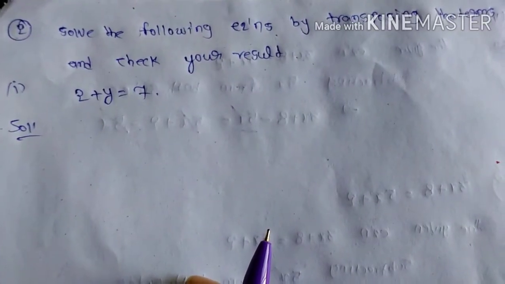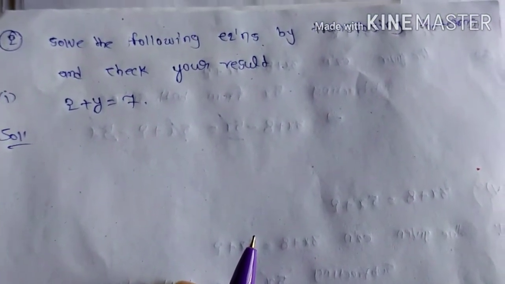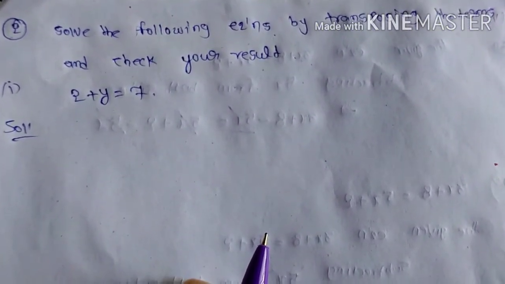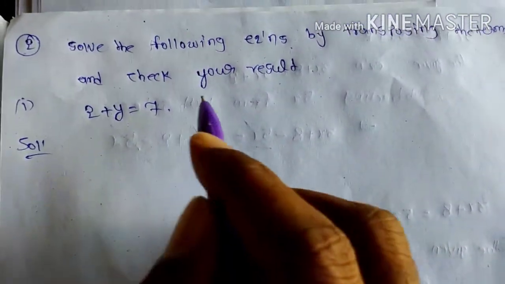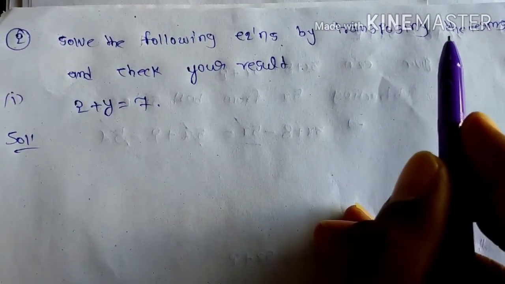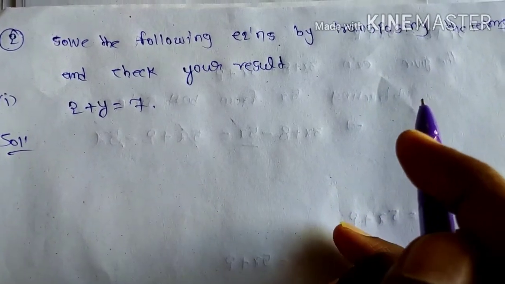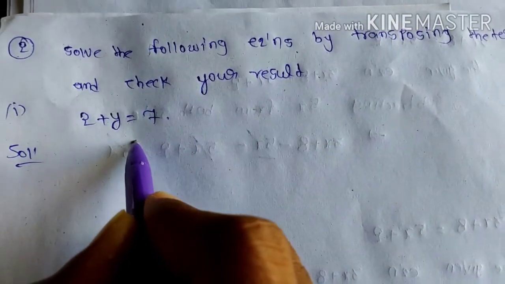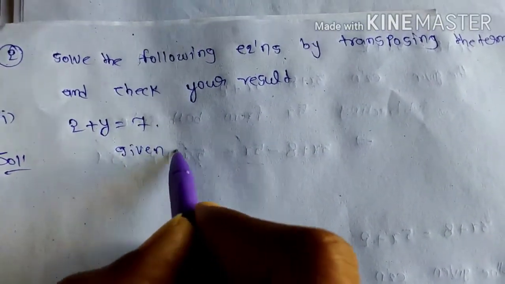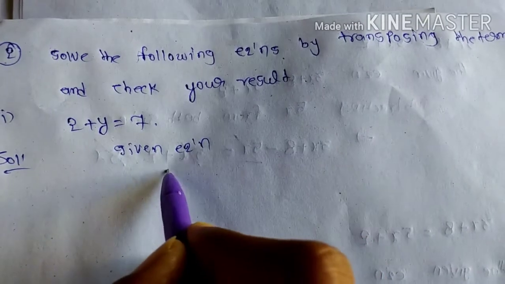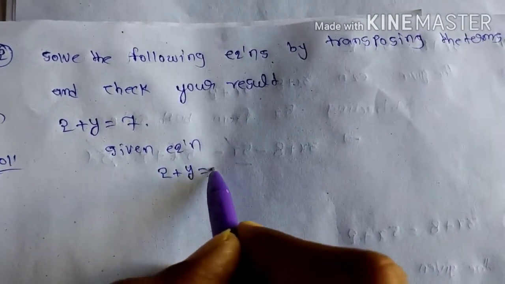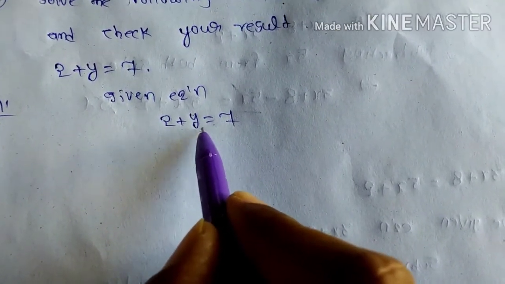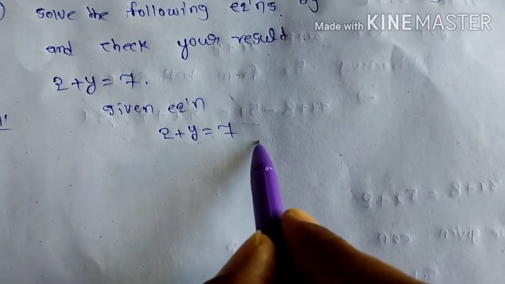See here, second question. Solve the following equations by transposing the terms and check your result. First question, you can see here 2 plus y is equal to 7. Here the condition is by transposing the terms. Transposing the terms is the very easiest method. First of all I am writing the given equation. Given equation is 2 plus y is equal to 7. We need to find the variable, which is y only. Yes or no?